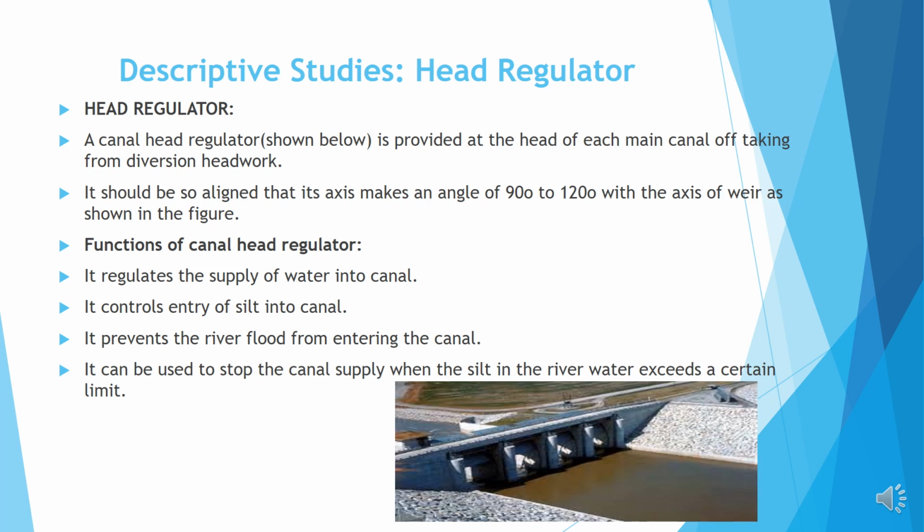Functions of canal head regulator. It regulates the supply of water into the canal, controls entry of silt into the canal, and prevents the river flood from entering the canal. It can be used to stop the canal supply when the silt in the river water exceeds a certain limit.